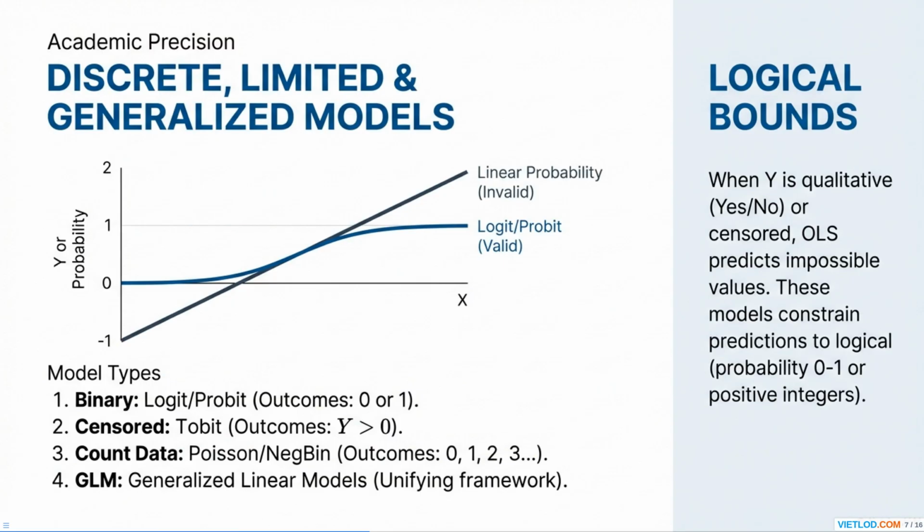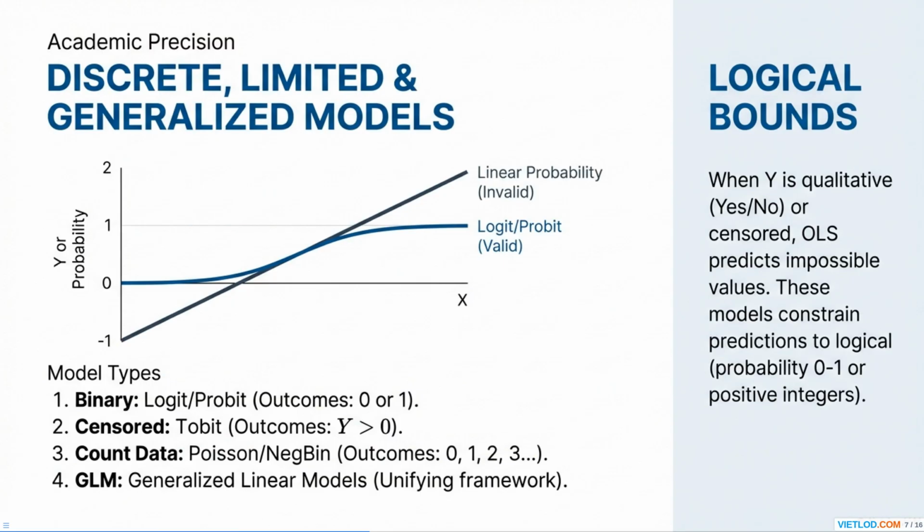We utilize specific models tailored for different types of limited and discrete dependent variables. For binary outcomes, like a yes or no decision, Logit or Probit models are used. For censored data, where we only observe outcomes above a certain threshold, such as non-negative purchases, the Tobit model is appropriate. And for count data, like the number of events, Poisson or negative binomial models are designed for non-negative integer outcomes. All these diverse models are often unified under the framework of Generalized Linear Models, or GLM.